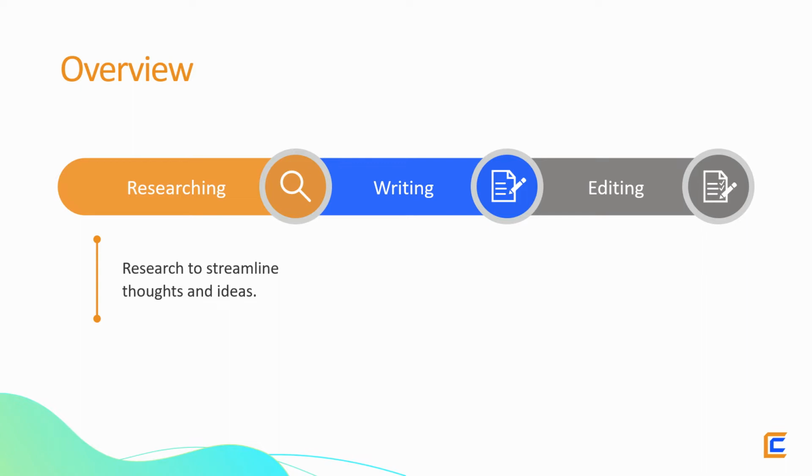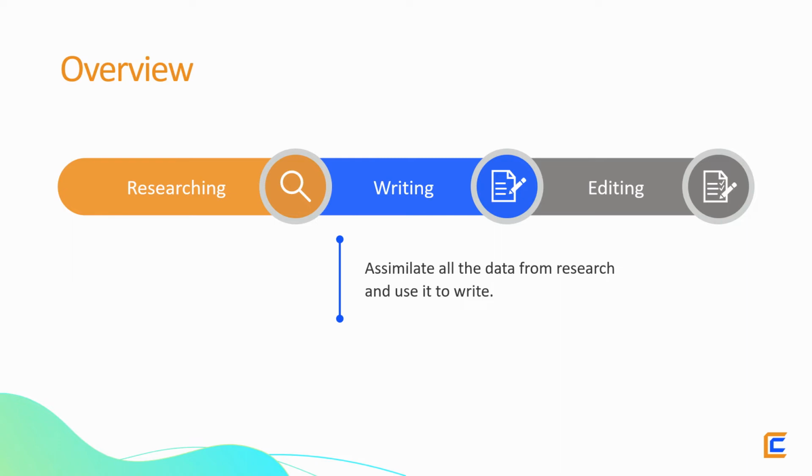The next logical step is to assimilate all that data from research and use it to write something that flows and has meaning. However, how can you ensure that each time you write the result is consistently good? What process leads to a clear, coherent output?